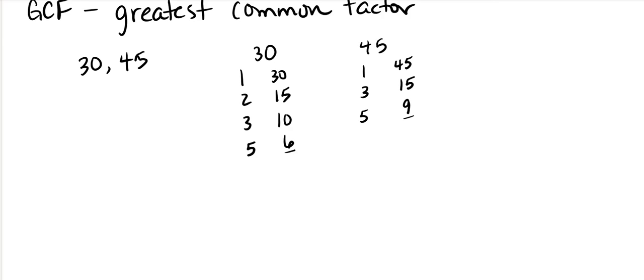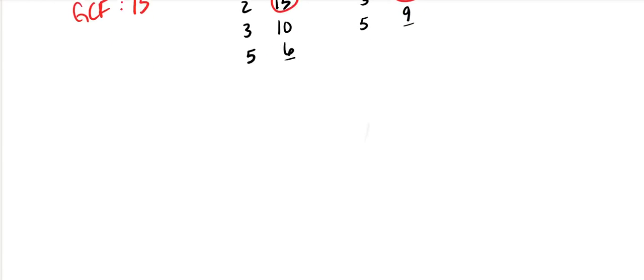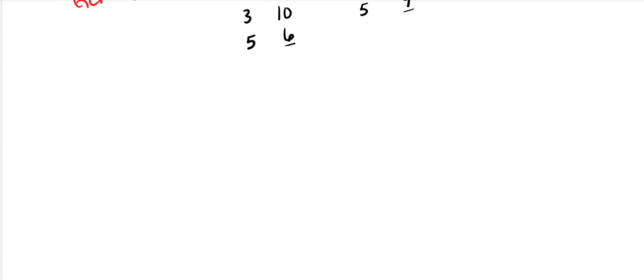Now, once I have my list done, you're looking for the largest number that appears in both lists. In this case, it was 15. So 30 and 45 have a GCF of 15. Now, we haven't done anything with the algebra yet. That's just showing you a reminder of how to find a GCF. Now, let's talk about the algebra.